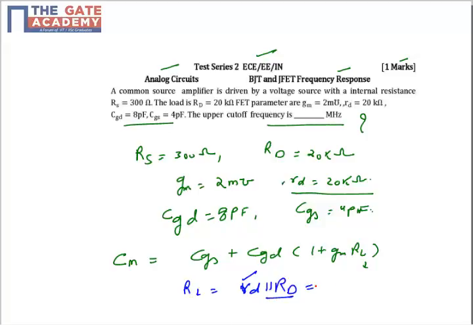So we just take it as 20k parallel 20k, so my RL will come out as 10k. The rest we know: the values of CGS and CGD, and gm is also given to us as 2 millisiemens. Put in all the values and calculate CM.